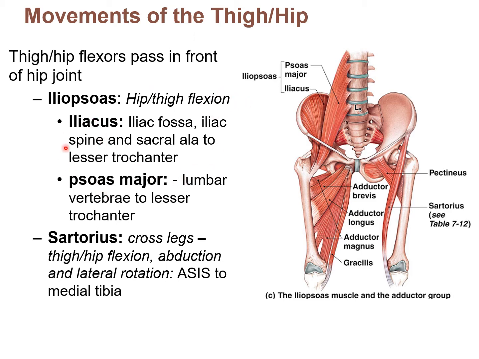It's made up of two muscles that you need to know. Iliacus, that's the muscle that is right in that iliac fossa, right? And then if we move medially, there's this real thick muscle, right? You can see right here, that would be the psoas major. And both those muscles together, psoas major and iliacus, make up the iliopsoas group, which flexes your hip or thigh.